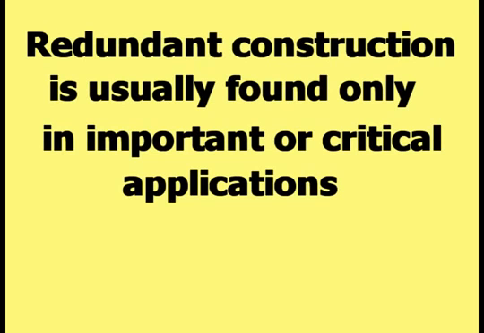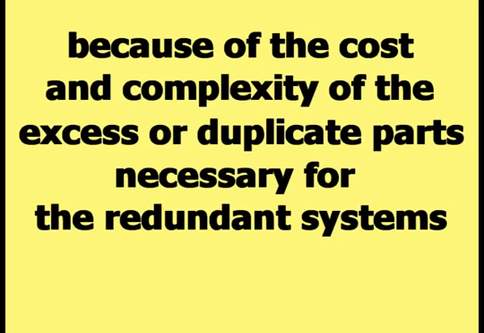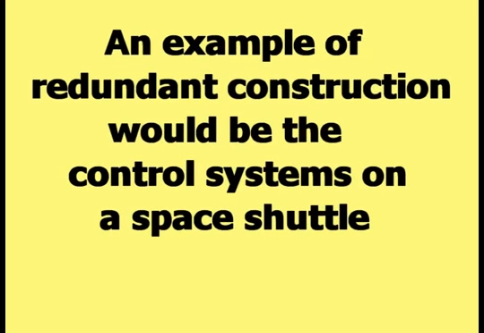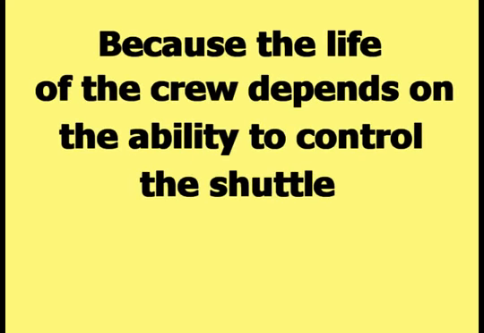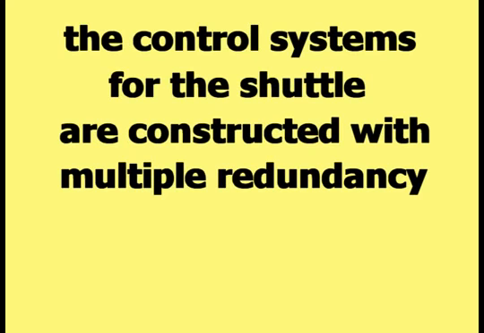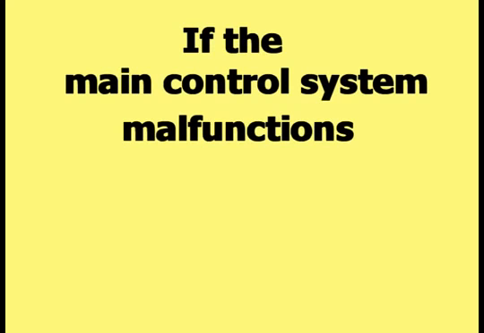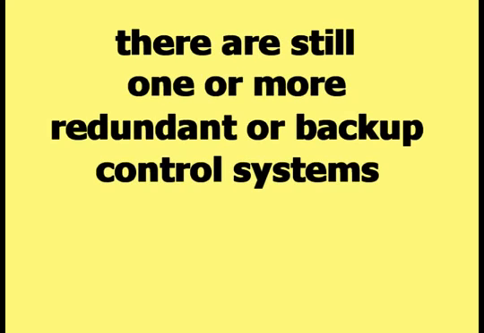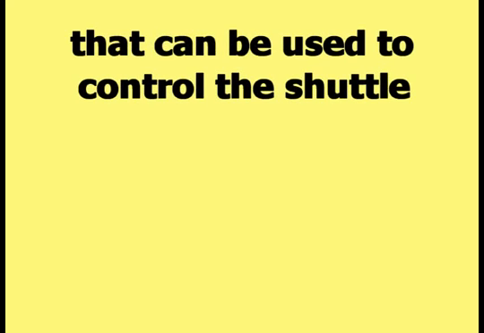Redundant construction is usually found only in important or critical applications because of the cost and complexity of the excess or duplicate parts necessary for the redundant systems. An example of redundant construction would be the control systems on a space shuttle. Because the life of the crew depends on the ability to control the shuttle, the control systems for the shuttle are constructed with multiple redundancy. If the main control system malfunctions, there are still one or more redundant or backup control systems that can be used to control the shuttle.